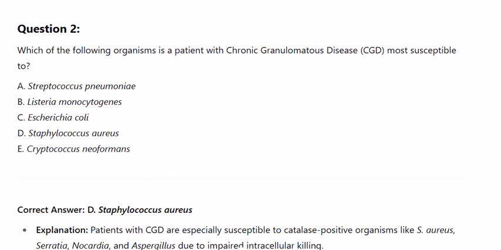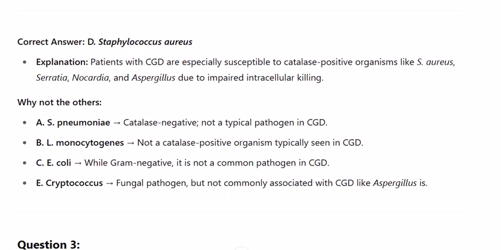Question 2. Which of the following organisms is a patient with chronic granulomatous disease, CGD, most susceptible to? A. Streptococcus pneumoniae. B. Listeria monocytogenes. C. Escherichia coli. D. Staphylococcus aureus. E. Cryptococcus neoformans. Correct answer, D. Staphylococcus aureus. Explanation: patients with CGD are especially susceptible to catalase-positive organisms like S. aureus, Serratia, Nocardia, and Aspergillus due to impaired intracellular killing.